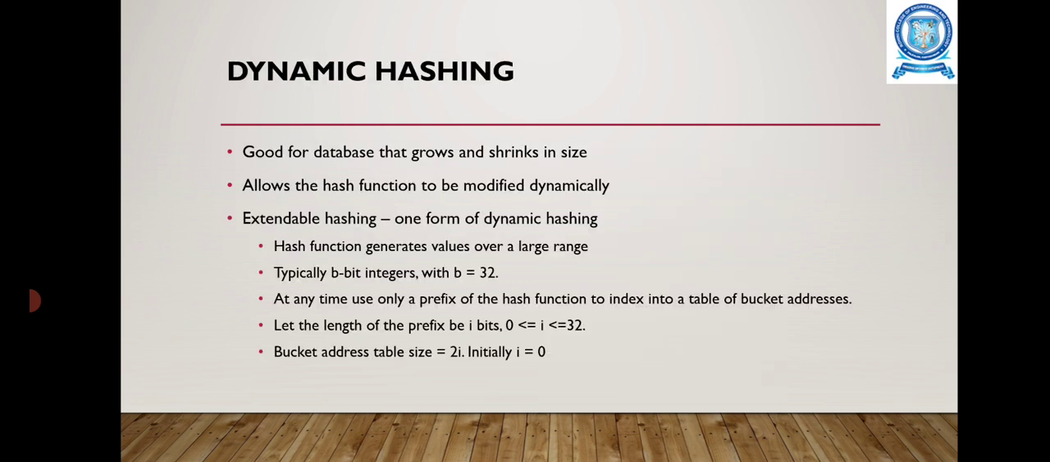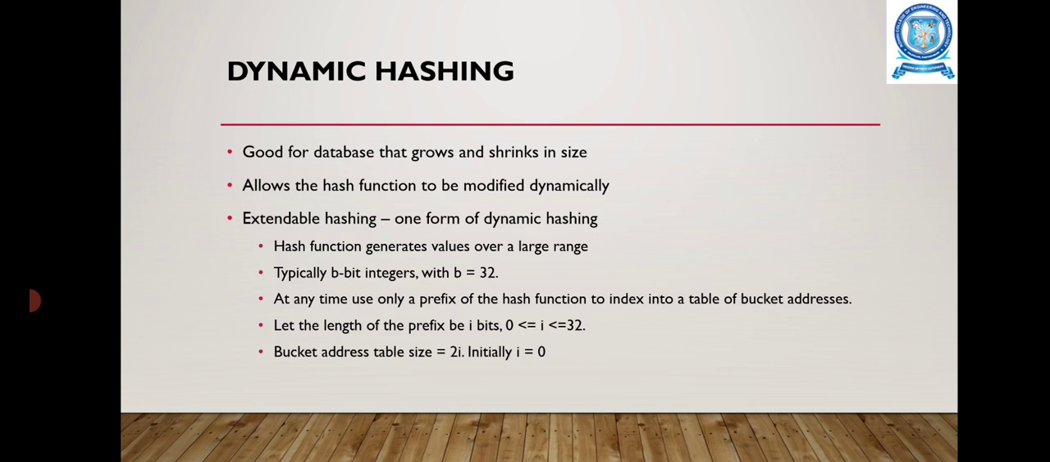Dynamic hashing. It is good for databases that grow and shrink in size. It allows the hash function to be modified dynamically. Extendable hashing is one form of dynamic hashing. The hash function generates values over a large range, typically b-bit integers with b equal to 32. At any time, only a prefix of the hash function is used to index into a table of bucket addresses.